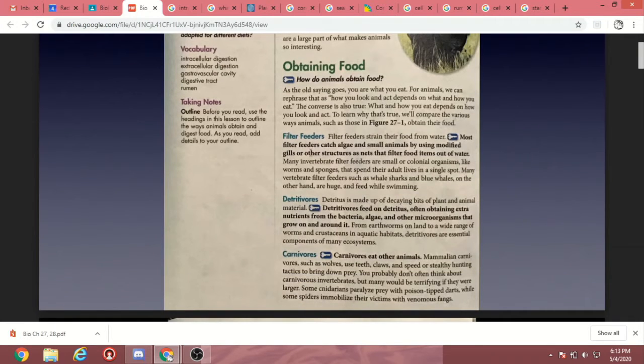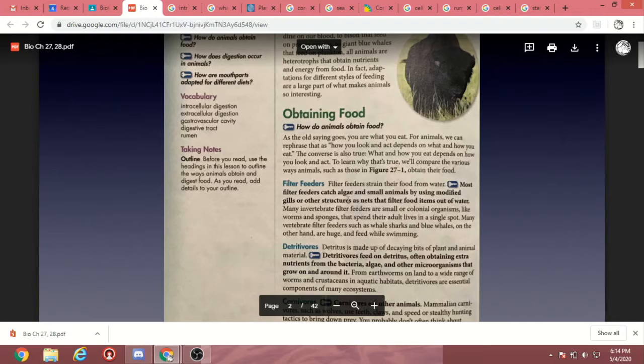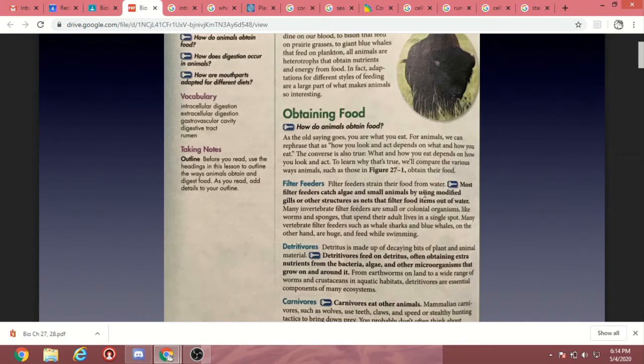Well, the first one of the types of organisms is called a filter feeder. Filter feeders are pretty awesome because they literally can just filter their food. It's there for the taking, and they just filter it and catch it. Like here you can see most filter feeders catch algae and small animals by using modified gills or other structures as nets that filter food items out of the water. So pretty simple. It's basically just like a big soup of material, and organisms can just filter the food out.